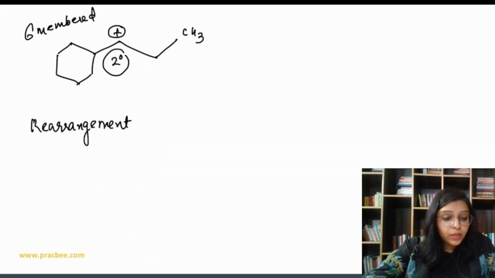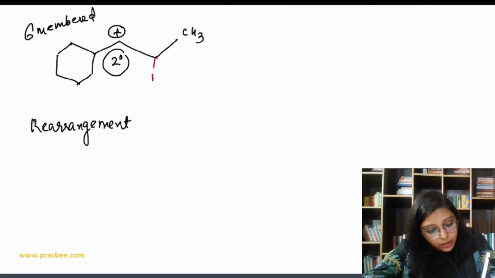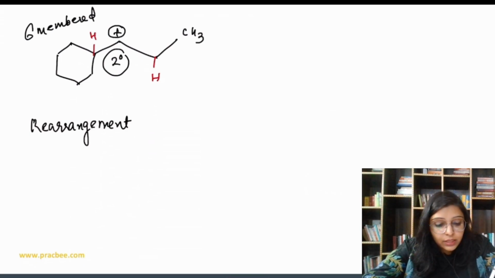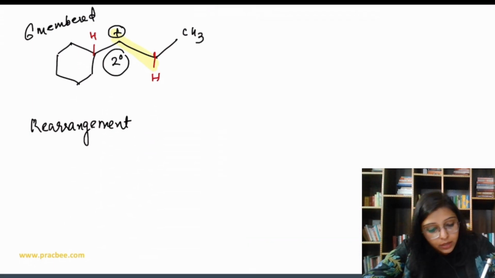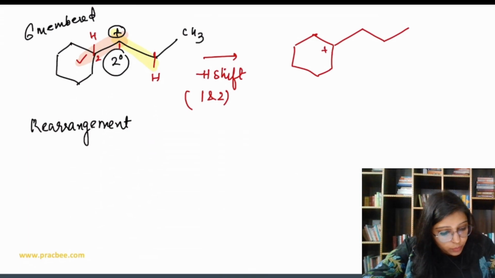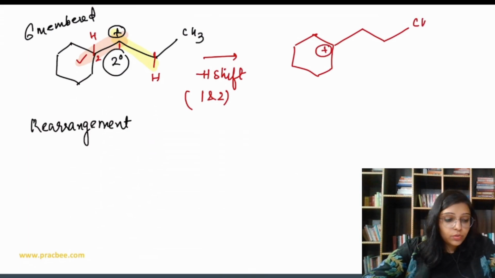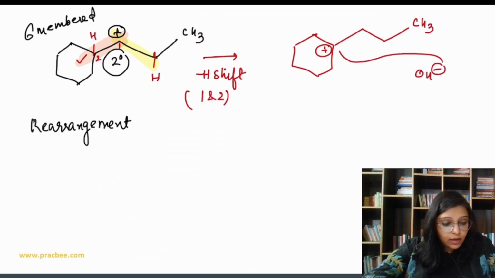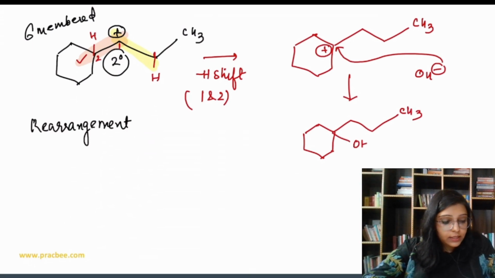So we can do some kind of shifting. So we have hydrogen over here. If we do a shift with this hydrogen, then again we get a 2 degree carbocation. But if we do a shift with this one, we can get a 3 degree carbocation. So this is going to be the favored one. So we have to do a hydride shift. Suppose this is carbon number 1 and this is carbon number 2. So a hydride shift between 1 and 2, and we get the carbocation over here, right? So OH minus comes and forms a bond with this carbocation. So we get this as the answer, right?